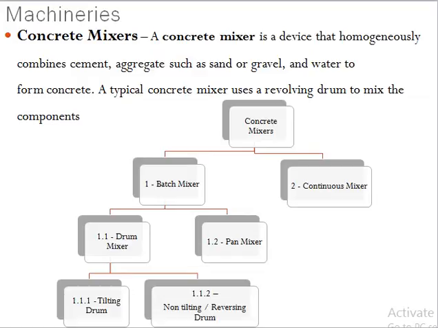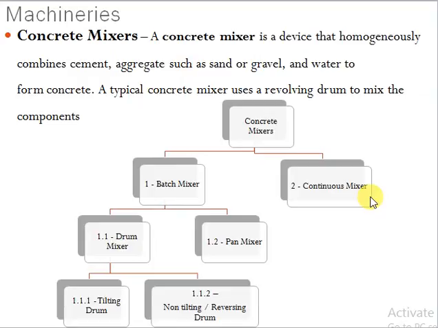So we can classify concrete mixers as per the type of mixing into two broad categories. The first category is batch mixer, the second category is continuous mixer. Now what do we mean by batch mixer? Batch means a limited quantity is mixed at a time, that is, in a batch, whereas in a continuous mixer, from one end the ingredients of concrete are supplied, and from the other end of this continuous mixer concrete is continuously taken out to be poured on the site.